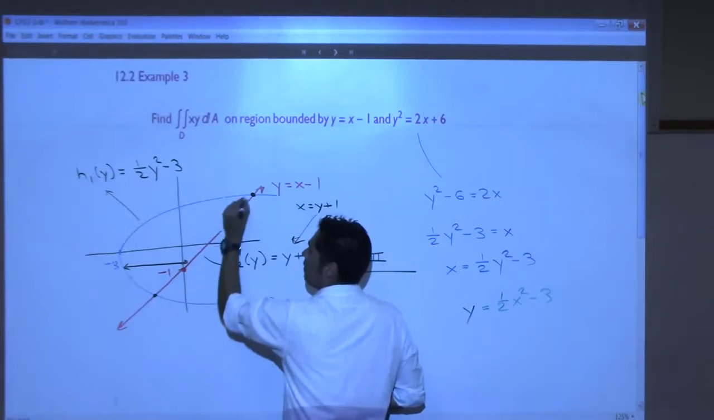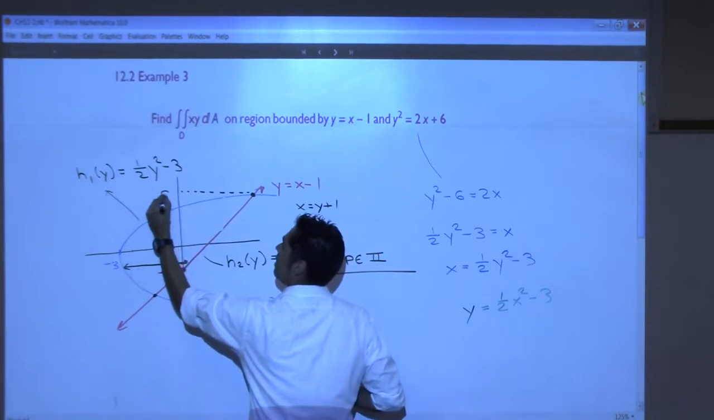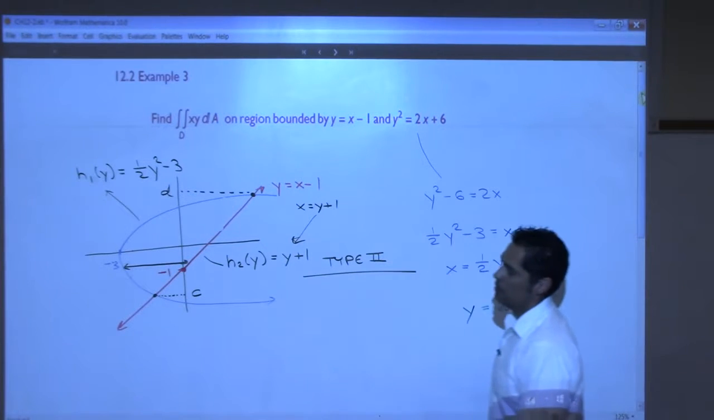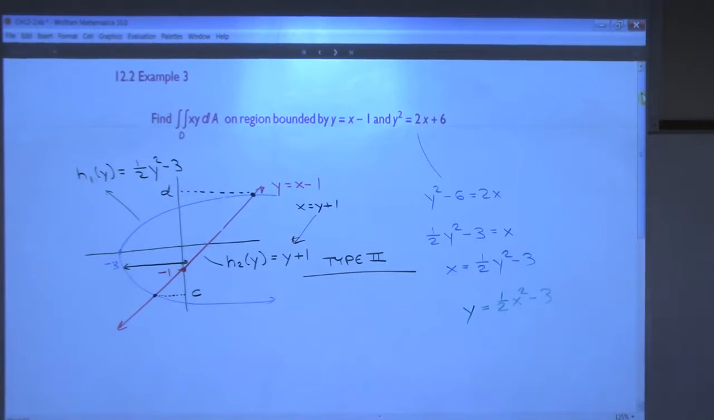That point and that point, because this is going to be our D, and this point down here is going to be our C. So you see, it's everything just sideways. Same picture, just turned, rotated, basically. So how do we figure out where these two hit each other? Set them equal to each other, right? Set the functions equal to each other.